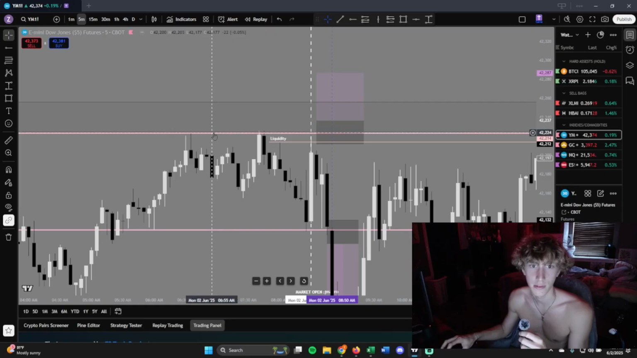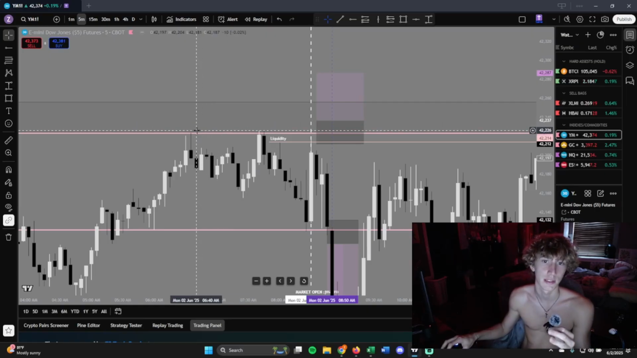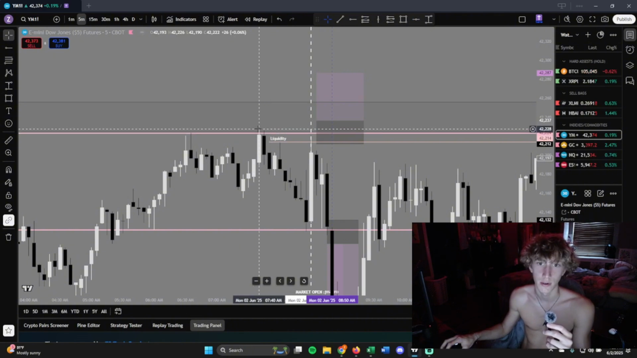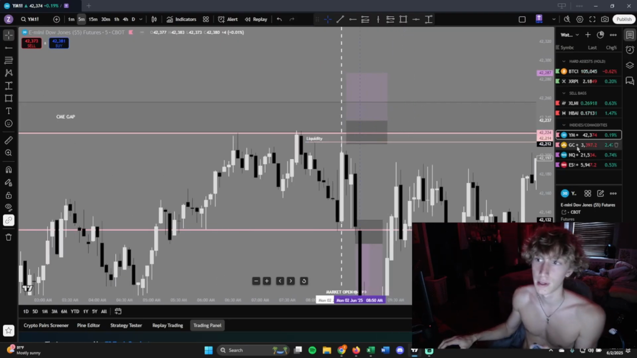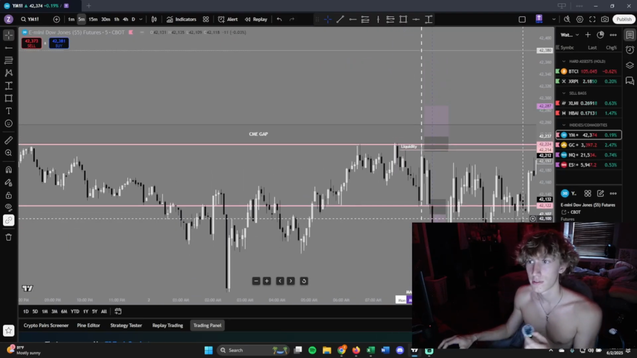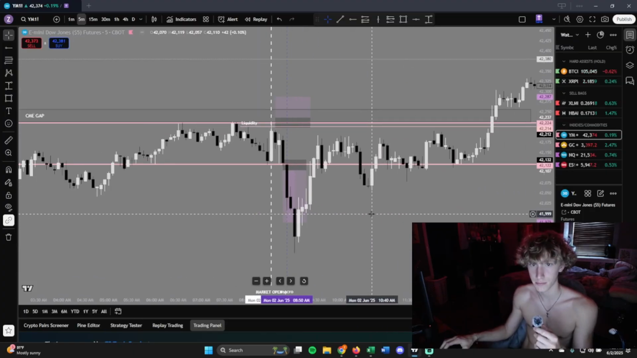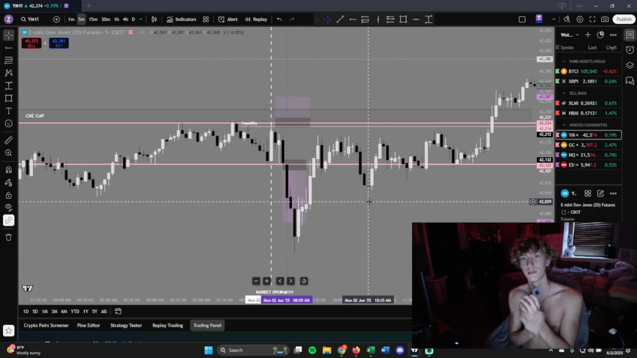So I didn't take these longs because liquidity was up here resting, and we didn't take this liquidity and we didn't react off it. But if we would have just pushed up and closed above it and wanted to go higher, then I would have been fine taking it into the CME gap. So yeah, that's the trade for today. It's really all there was to it.